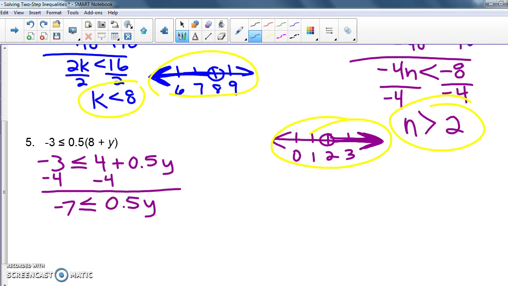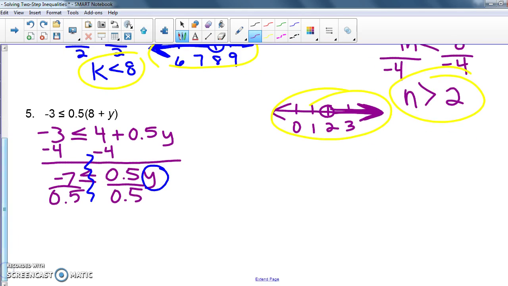I have to get rid of the 0.5, right? Because this one's a weird one because it's on the right, but still, I have to get y by itself. So if I get y by itself, I have to divide away the 0.5. And negative 7 divided by 0.5 is going to give me negative 14 is less than or equal to y.